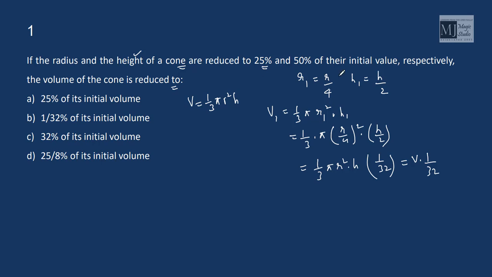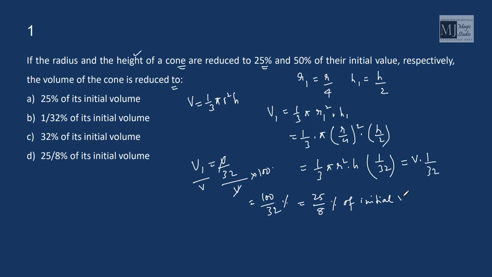So we need to find that the volume of the cone v1, which is v by 32, is how much percent of the initial volume. So this is divided by v into 100. So that will be 100 by 32% of the initial, that is 4 times 25 by 8% of initial volume.